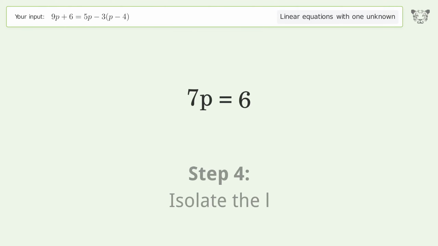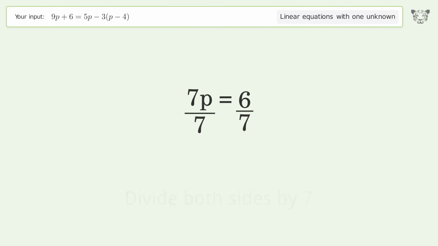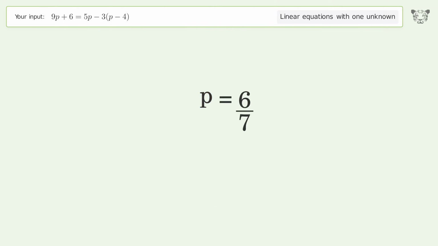Isolate the p. Divide both sides by 7. Simplify the fraction. And so the final result is p equals 6/7.